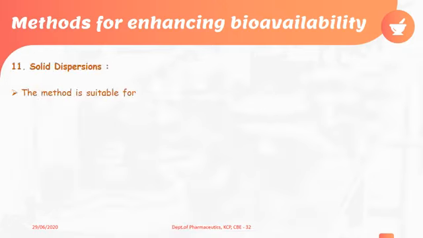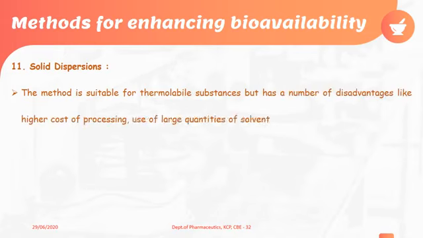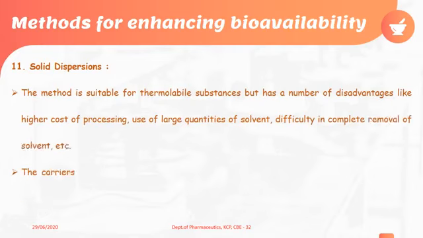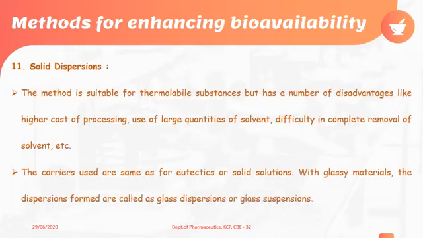The method is suitable for thermolabile substances but has a number of disadvantages like high cost of processing, use of larger quantities of solvents, and difficulties in complete removal of solvent. The carriers used are the same as for that of eutectic or solid solutions. It shows a glassy material. The dispersion forms are called glass dispersion or glass suspension.